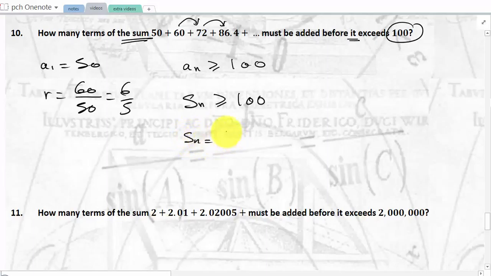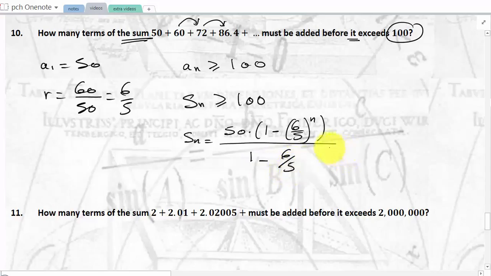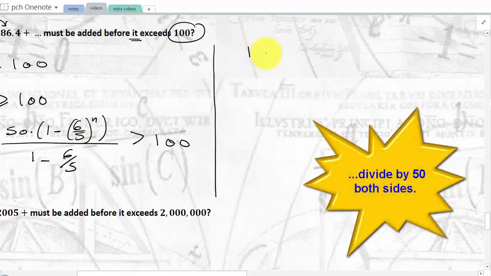All right, so let's answer the question. Sn equals 50 times 1 minus 6/5 to the power of n, I'm looking for n, right, divided by 1 minus 6/5, and I want this sum to be above or equal to 100. I guess if it exceeds, it's got to be above, okay? Above 100. So we have seen this type of inequality in the previous unit. It is not hard to solve. Let me first divide by 50 both sides.